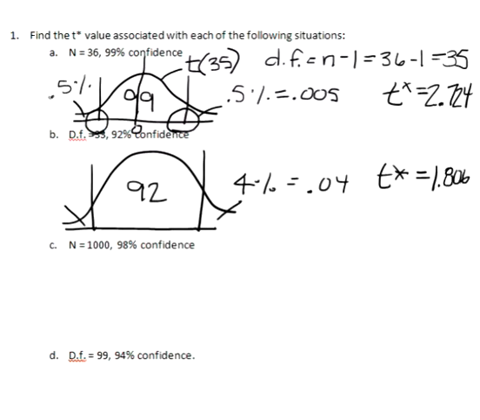For the third one, you should end up getting a t star value of 2.33. And for our last problem, you should end up getting a t star value of 1.903.